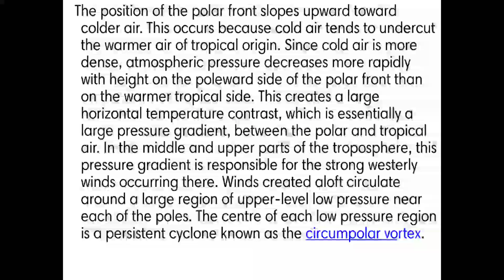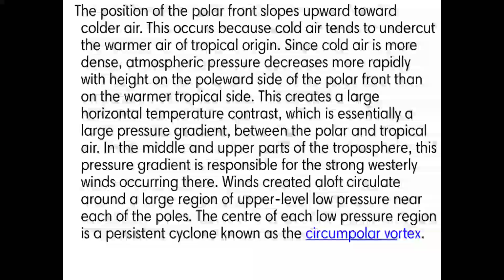The position of the polar front slopes upward towards colder air. This occurs because cold air tends to undercut the warmer air of tropical origin. Since cold air is more dense, atmospheric pressure decreases more rapidly with height on the poleward side of the polar front than on the warmer tropical side. This creates a large horizontal temperature contrast, which is essentially a large pressure gradient between the polar and tropical air.